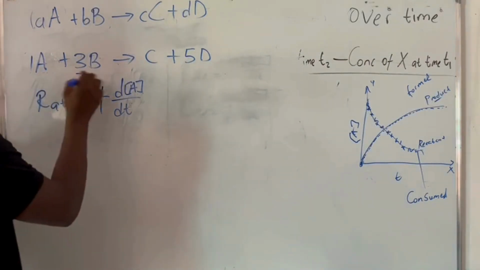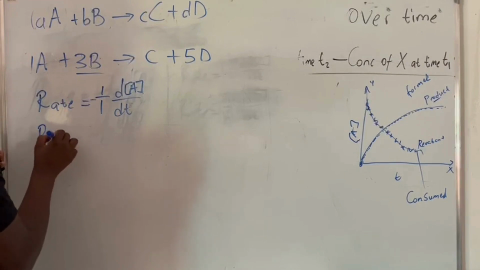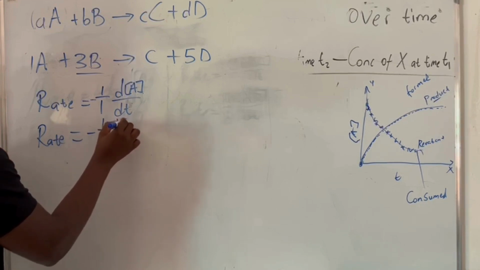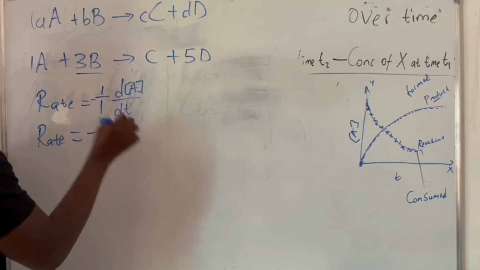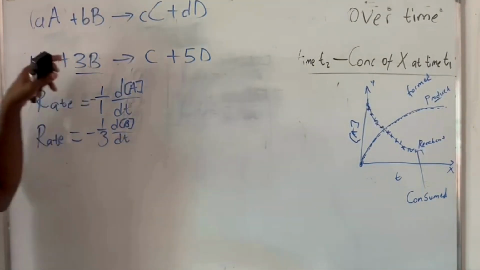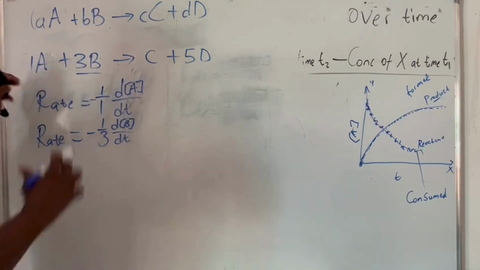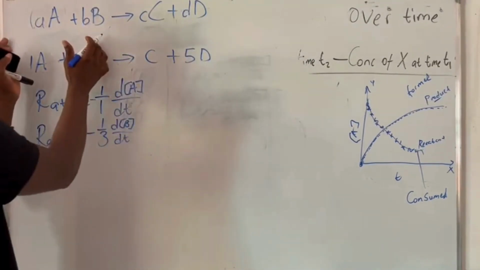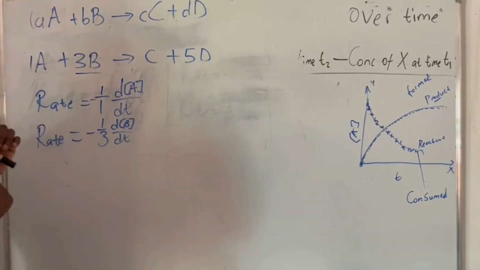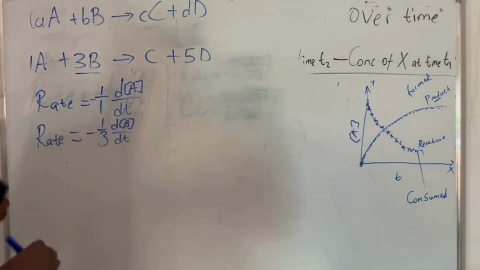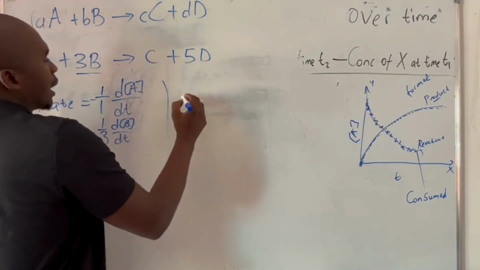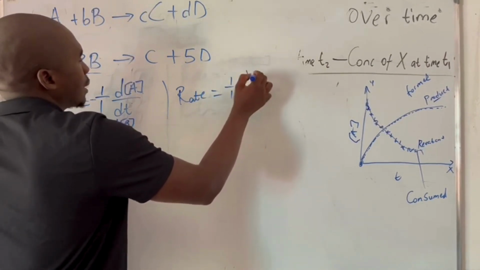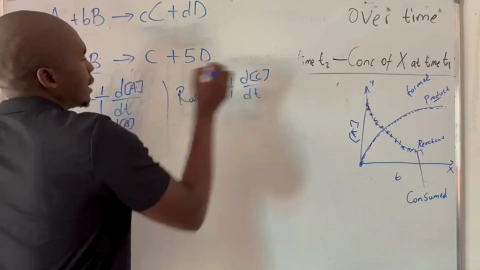From there, for B, the rate will be equal to negative 1 over 3 dB over dt. Why negative? Because it is still on the left-hand side. Remember, the left-hand side is the reactant, the right-hand side is the product. So the reactant is being consumed, it is associated with the negative. So it's going to be negative 1 over 3 dB over dt. What about now for the product? Obviously for C, it's going to be 1 over 1 dC over dt, right, for this one.